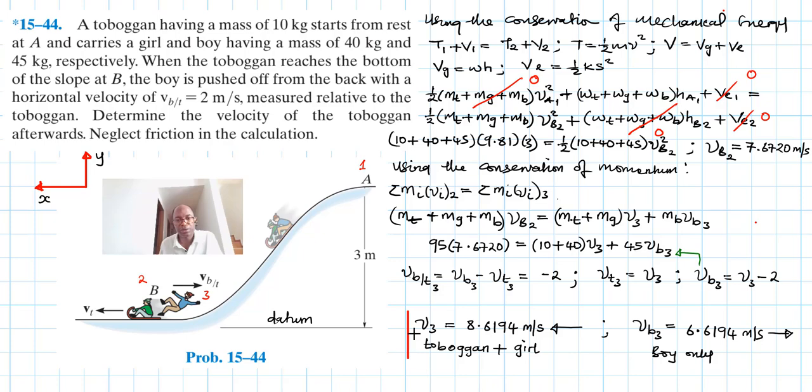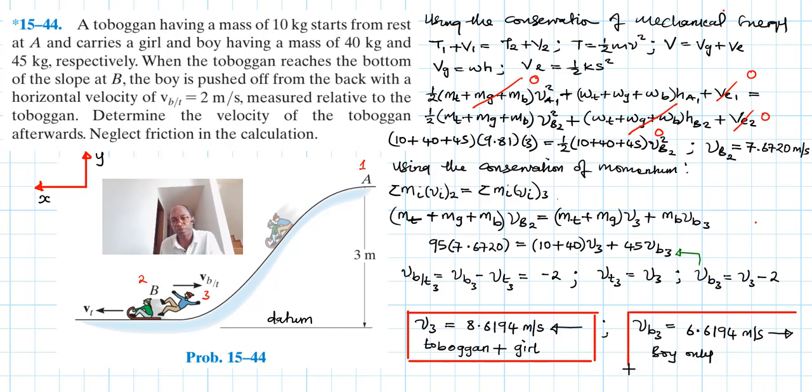We have found the speed of the toboggan and the girl. We've also found the velocity of the boy as well.